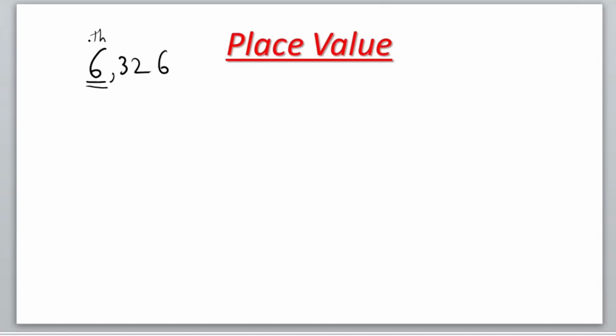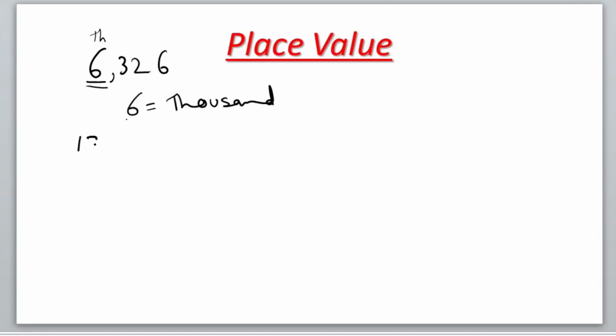Then we have to check in the thousands period in which place it is placed. Okay, so this is the ones place. As we know, ones, tens, hundreds. So 6 is placed in the ones place of the thousands period. So what will be the place value of 6? The place value of 6 will be 1000. So understand here, the place value of 6 will be 1000.